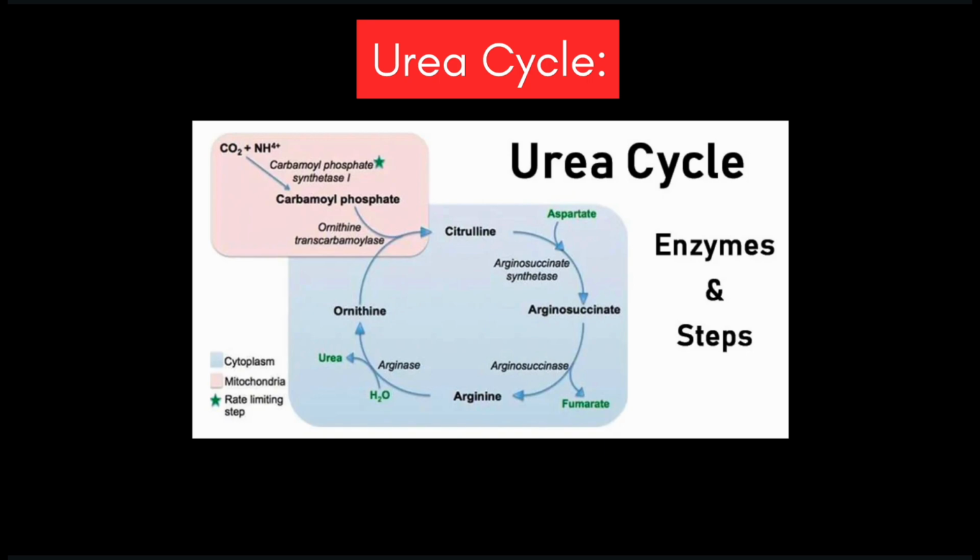Next, we have arginine cleavage. Argininosuccinate is further processed by arginase, leading to the production of urea and regenerating ornithine. Ornithine can re-enter the cycle, ensuring its continuity.